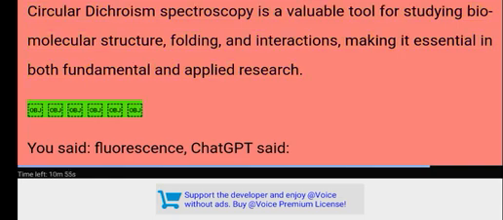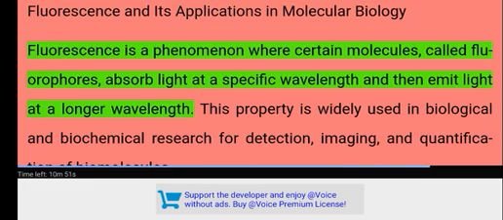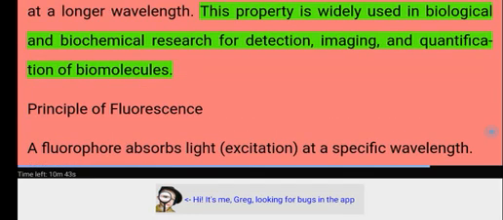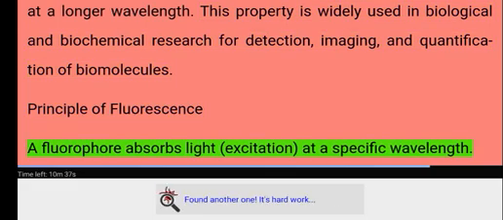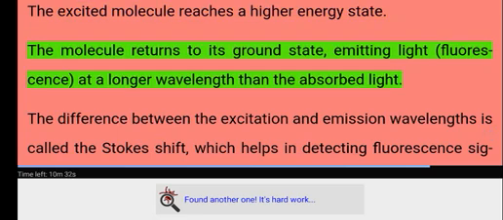Fluorescence and its applications in molecular biology. Fluorescence is a phenomenon where certain molecules, called fluorophores, absorb light at a specific wavelength and then emit light at a longer wavelength. This property is widely used in biological and biochemical research for detection, imaging, and quantification of biomolecules. Principle of fluorescence. A fluorophore absorbs light excitation at a specific wavelength. The excited molecule reaches a higher energy state. The molecule returns to its ground state, emitting light fluorescence at a longer wavelength than the absorbed light.